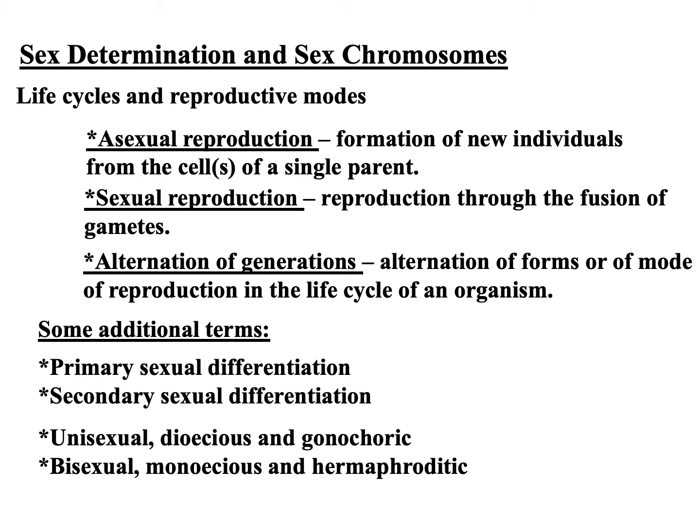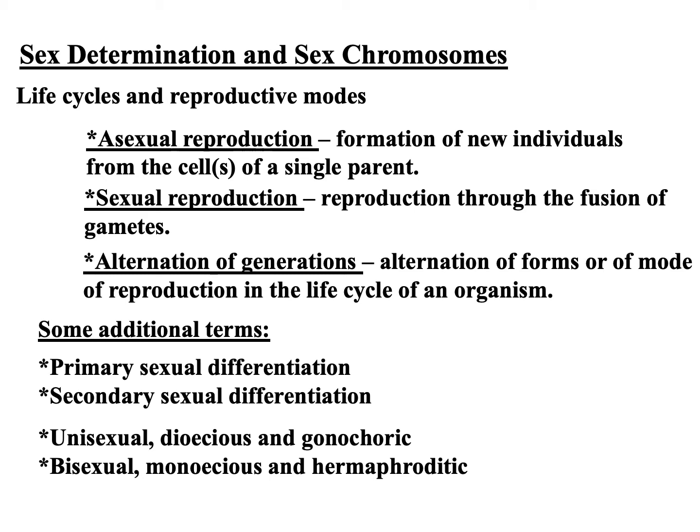And lastly, some additional terms that we need to be aware of. That is primary versus secondary sexual differentiation. Primary sexual differentiation refers to the gonads, specifically the structure of the reproductive organs. Secondary sexual differentiation involves the overall appearance of an organism. Sometimes this is due to chromosomal composition. Most of the time it is due to hormonal influences that result in secondary sexual differentiation.